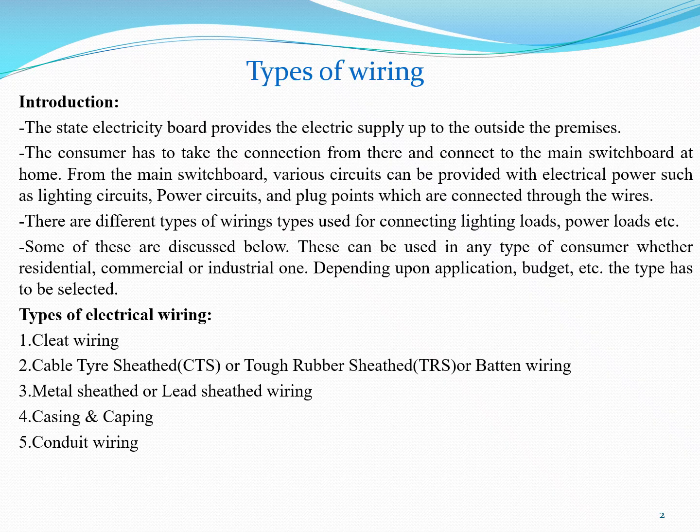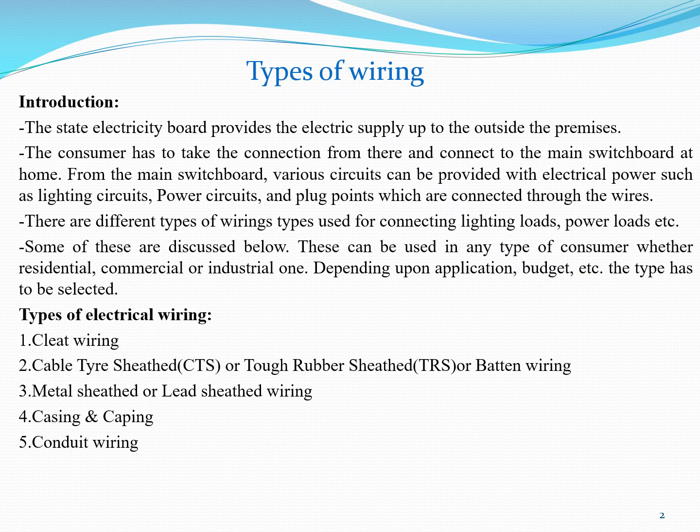There are different types of wiring which can be used for connecting lighting load, power load, etc. These different types of wiring can be used for different types of loads such as residential load, commercial load, or industrial load. So depending upon the application, budget, etc., the type has to be selected.